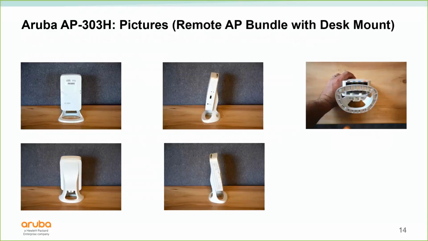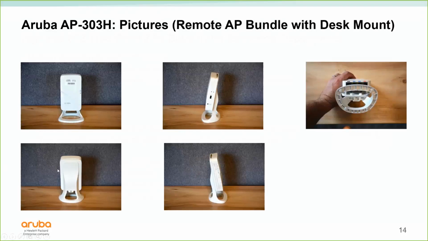Here's some pictures of what this guy looks like. If you get the desktop mount for it, you can see it sits right here on a desk. Here's the side view with that USB. This is what the ports look like on the bottom here. I have another slide where I'll actually get a little bit closer to these so you can see them a little bit better. This is what the back of the access point looks like, and this is the opposite side.